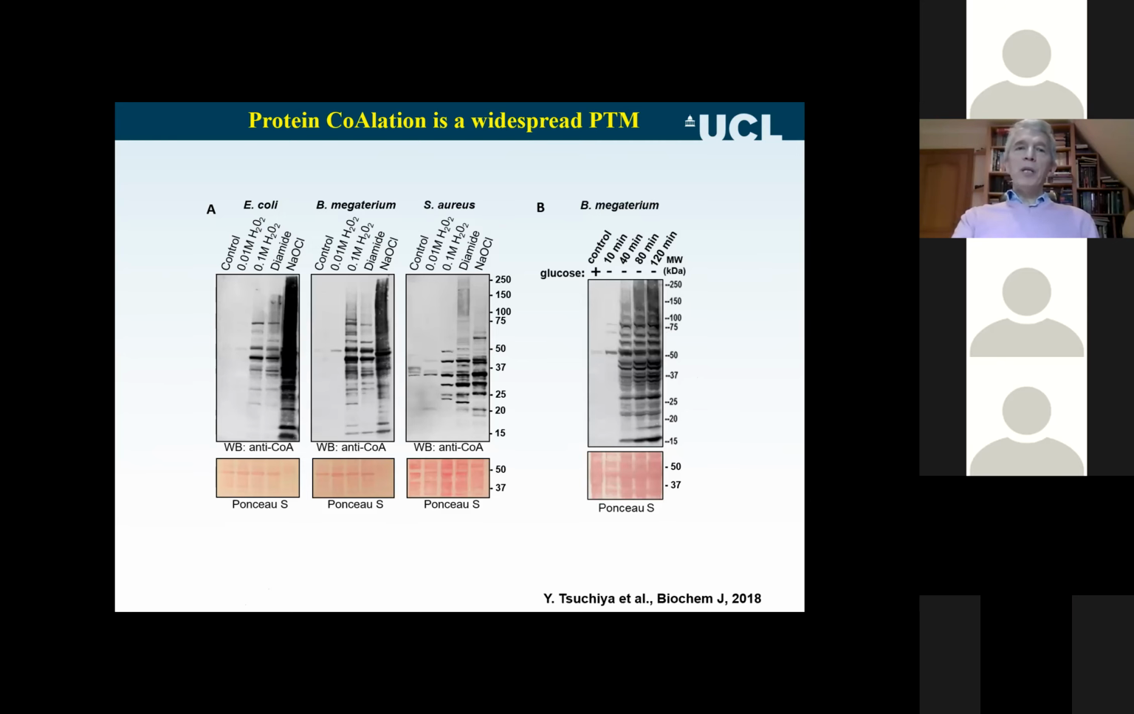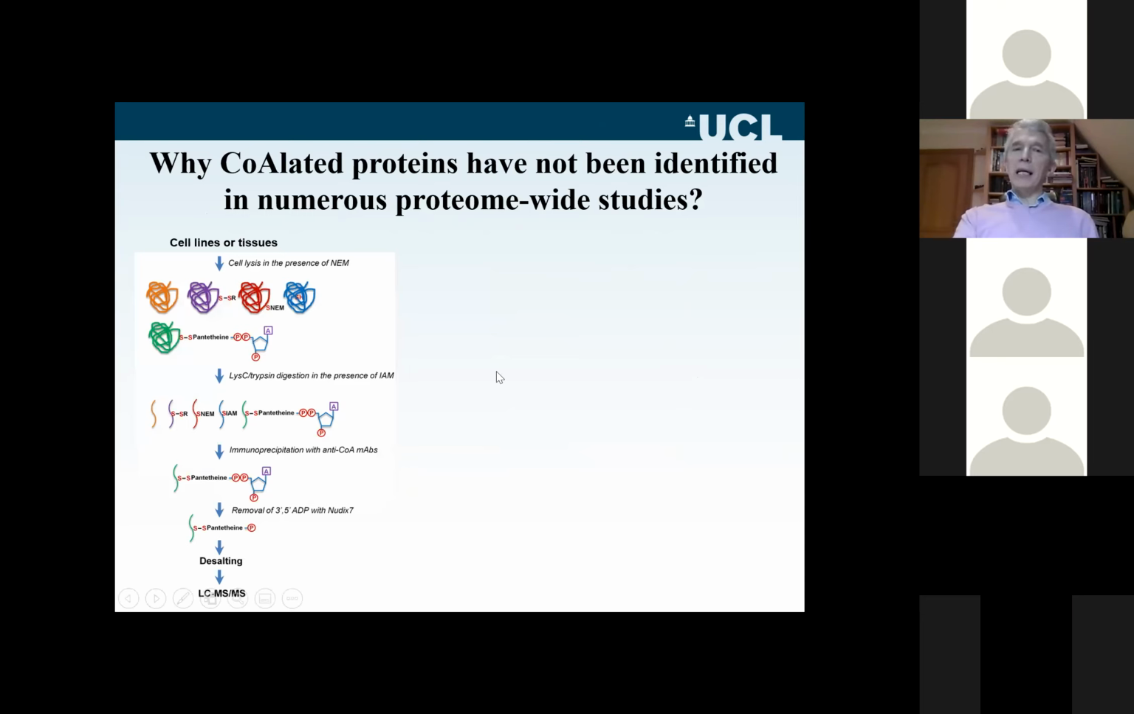As I mentioned earlier, we developed a mass spec based strategy for the identification of CoAlated proteins. This strategy allowed us to understand why protein CoAlation has not been identified in numerous proteome-wide screens. In this strategy, we used anti-CoA antibodies to pull down trypsinized peptides. Then we had to remove the ADP moiety because it would lead to neutral fragmentation. We had the specific tail of CoA, the pantetheine tail, bound to the peptide, which gives a unique signature. To date, we have identified, using this methodology, more than 2,000 CoAlated proteins.